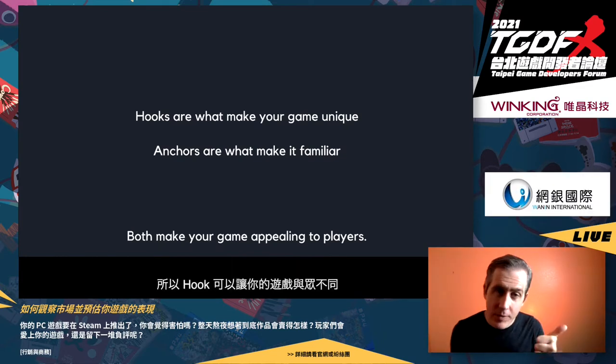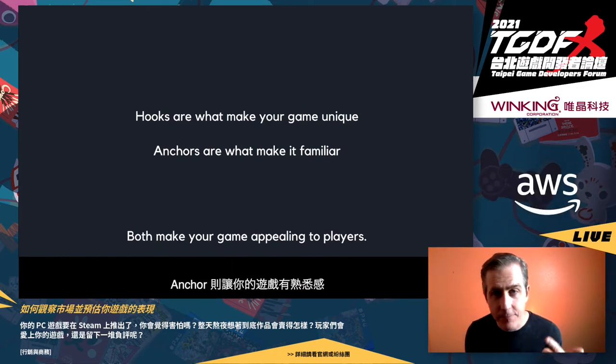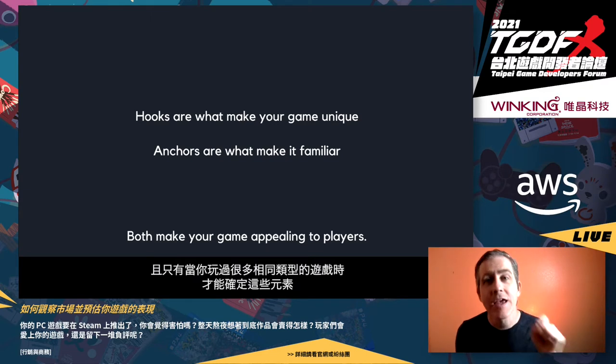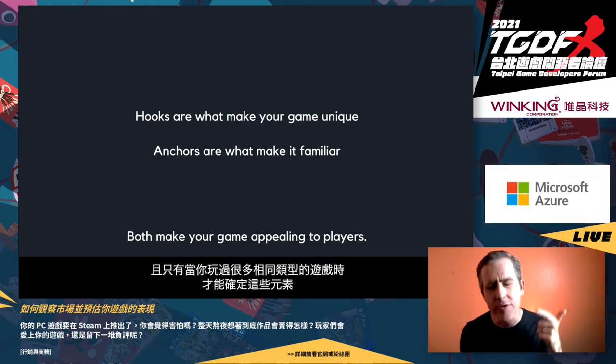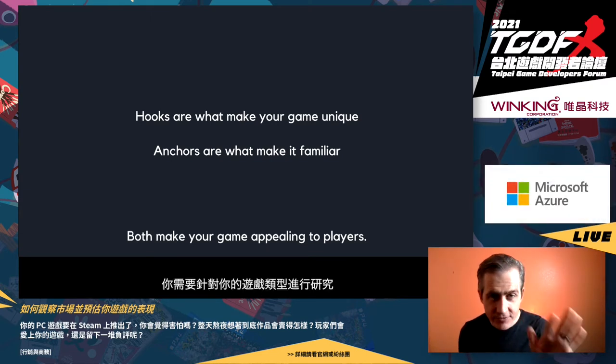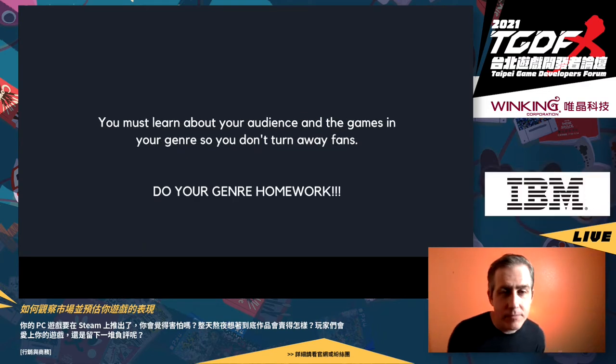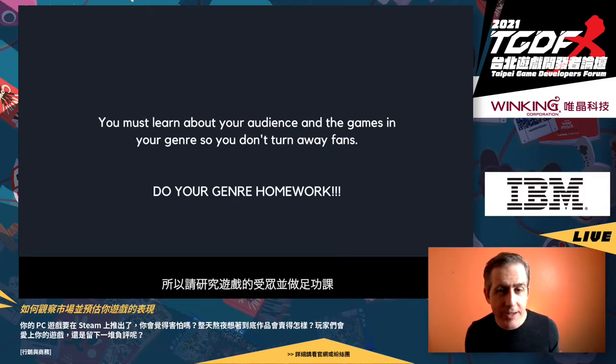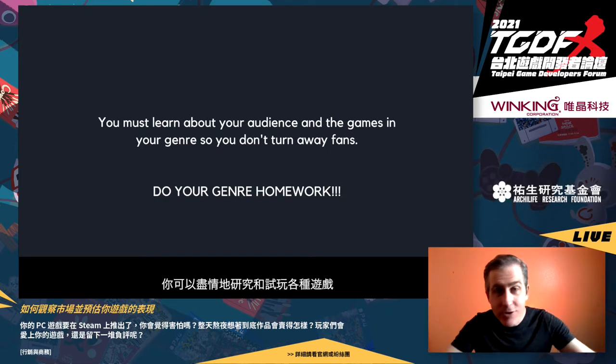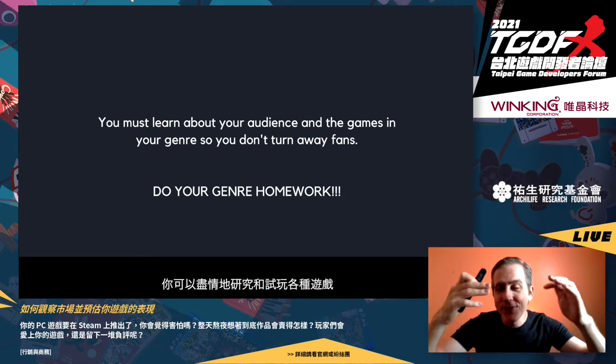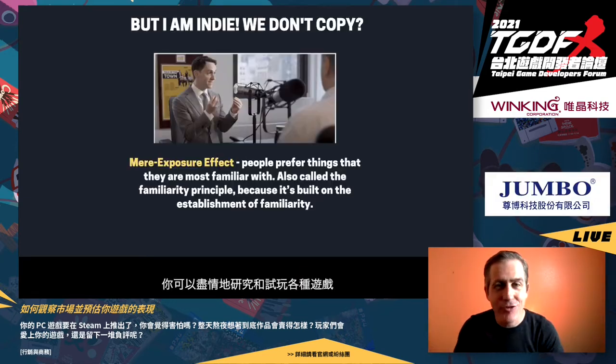So hooks are what make your game unique, anchors are what make it familiar. And you can only determine these if you play a lot of games in the genre that you're making your game for. You need to study your genre. So learn about the audience, do your homework. I'm giving you free permission to go study as many games and play as many games as you want.